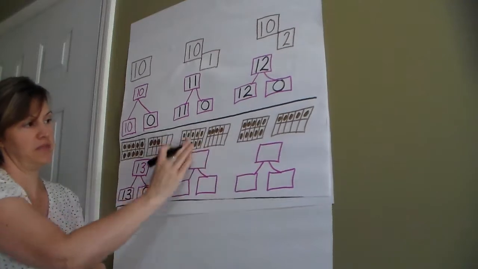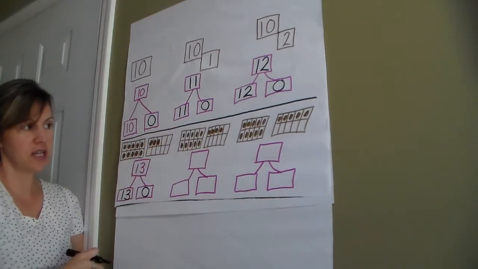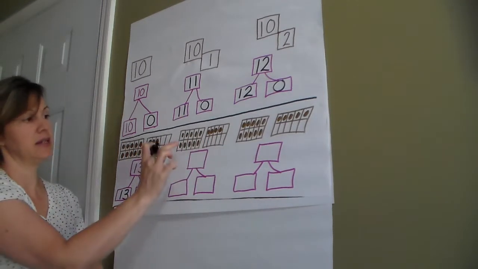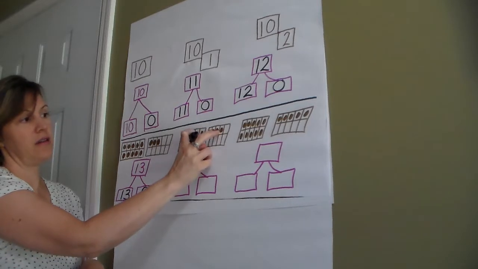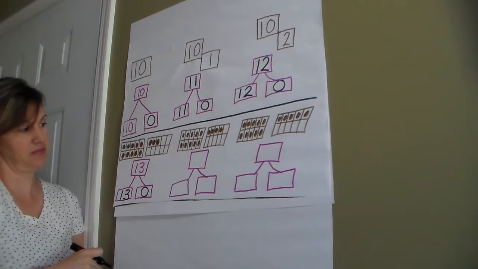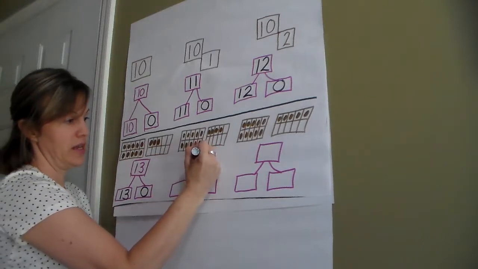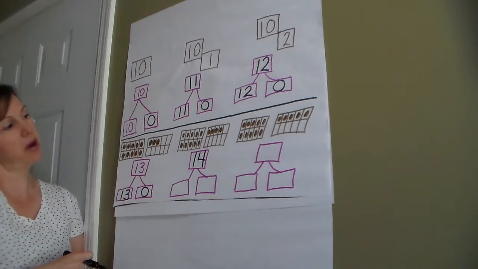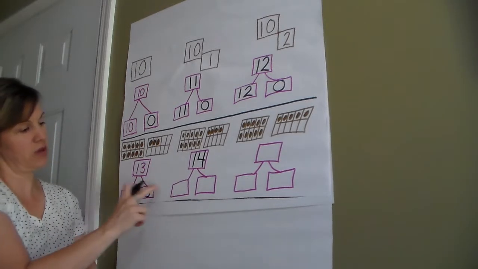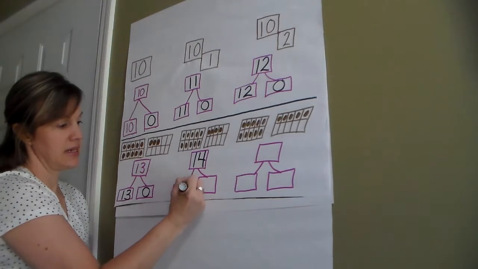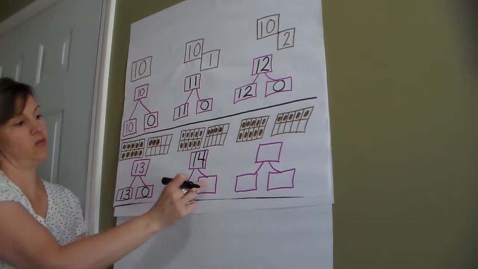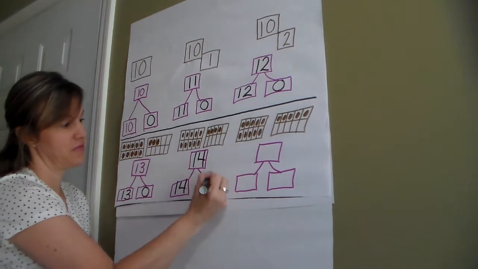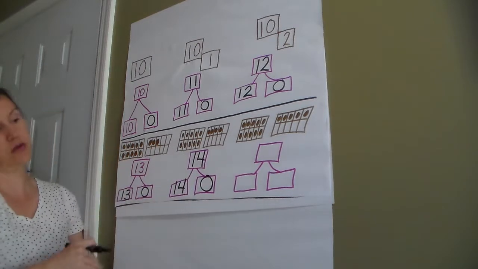All right, moving again. I have my full 10 group, and then I have some more. So I'm going to count up. 10, 11, 12, 13, 14. So 14 is going to go in here. That's my total, my whole. And now I need my parts. So I'm going to keep rolling with the pattern. 14 is one part. And what is that other part? 0. 14 plus 0 equals 14.